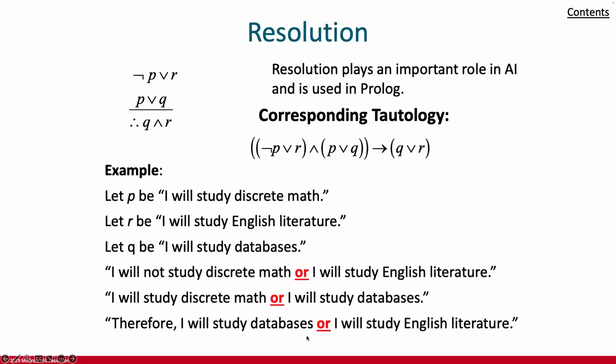Then we have resolution. Resolution plays an important role in artificial intelligence, and it's also used in Prolog. Here is what the tautology would look like. So if I let P be, I will study discrete math, R be, I will study English literature, and Q be, I will study databases: I will not study discrete math, or I will study English literature. I will study discrete math, or I will study databases. Therefore, I will study databases, or I will study English literature.